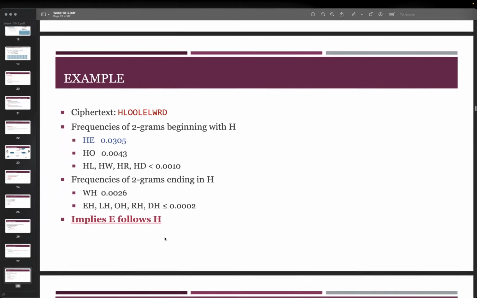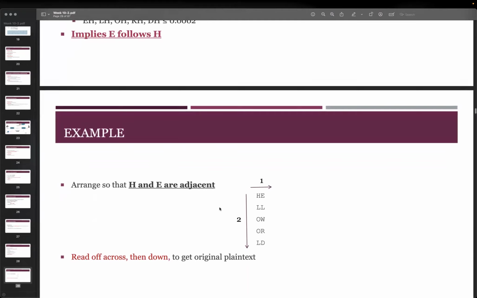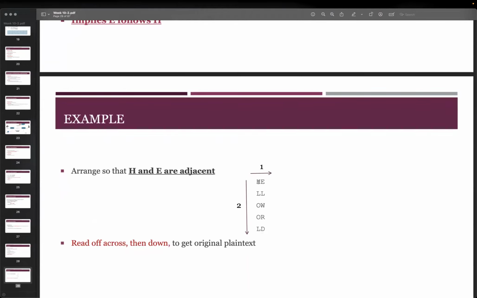So we say, okay, that means probably when we change it, HE has high frequency, so we will arrange them adjacent, right next to each other. Then we try to read off the columns and go from the start. So we will be able to get the original plaintext. Maybe for the gram HE it's better, then LL, will be more like OW, row OR, LD. So keep going down.